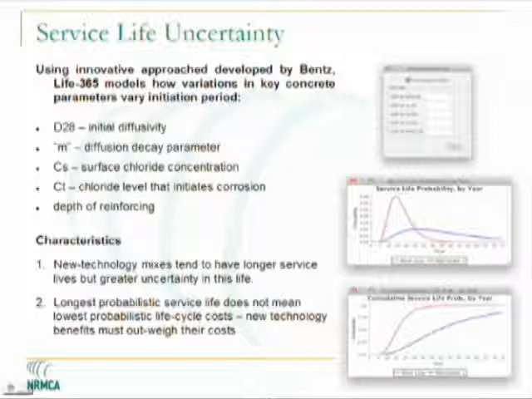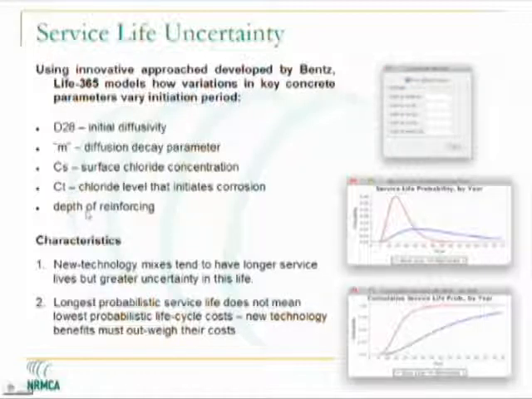It modifies this decay parameter, this value of m, which simply models how the diffusivity goes down over time. As the concrete matures, it becomes less porous to chlorides, and so we're capturing that. Surface chloride concentration, what we're using for a value is very likely not to be what the structure would experience in the field, even though we have regional values. So it modifies that value. It also modifies the chloride level that initiates corrosion, and then modifies this depth of reinforcing.